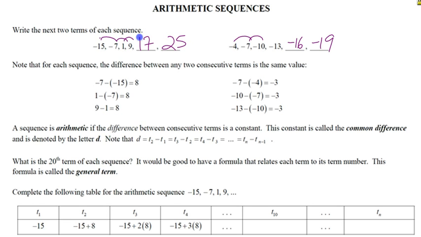Well, recursively, which is what we're basically doing, right? We're looking at it, coming up with the rule, which is add 8 or subtract 3. And that's our rule. In order to get the 20th term, we would have to keep going until we had 20 terms. So it would be a better idea if we had a formula. And this formula is called the general term.